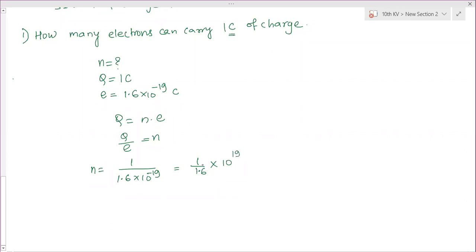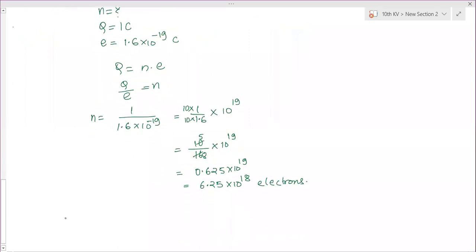Then we have to divide this. Multiply with 10 both numerator and denominator. So this will become 10 into 1 is 10, 10 into 1.6 is 16, into 10 to power 19. So 5 by 8 is 0.625 into 10 to power 19. If you write in a proper way, it is 6.25 into 10 to power 18 electrons necessary for moving 1 coulomb of charge. To carry 1 coulomb of charge, these many electrons are needed.